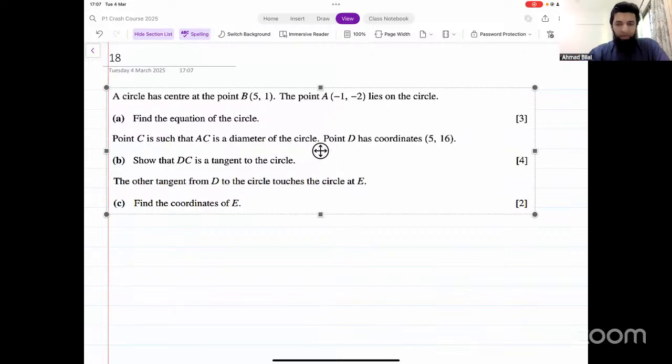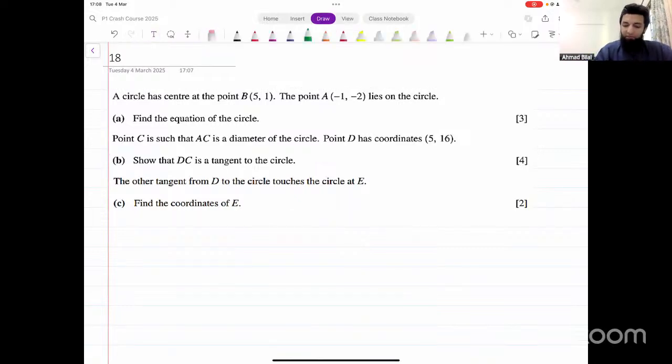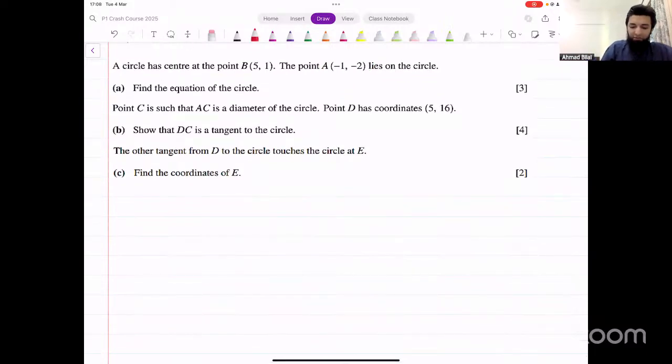Okay, so we have a circle that has center at the point B, 5, 1. The point A lies on the circle. On the circle means it lies on the circumference. All right. Find the equation of the circle. Now that's really straightforward, the first part. We have the center and there's a point on the circumference. We can find the radius using this information, right? The distance BA would be the radius because B is the center, A is the point on the circumference. That should give you the radius.